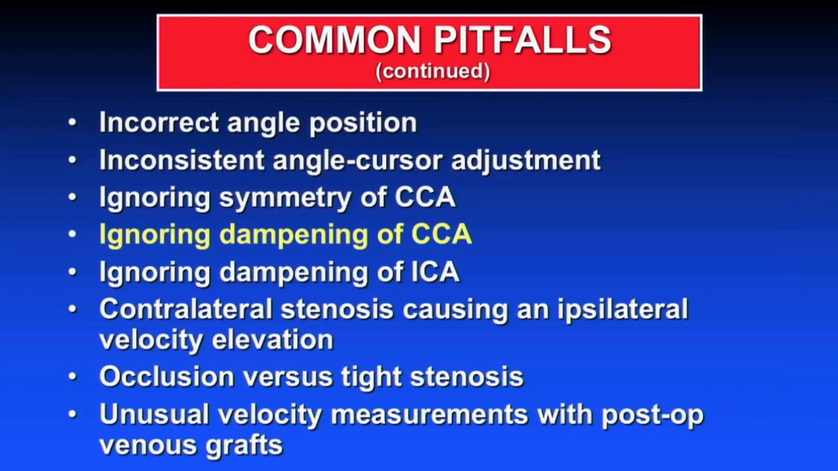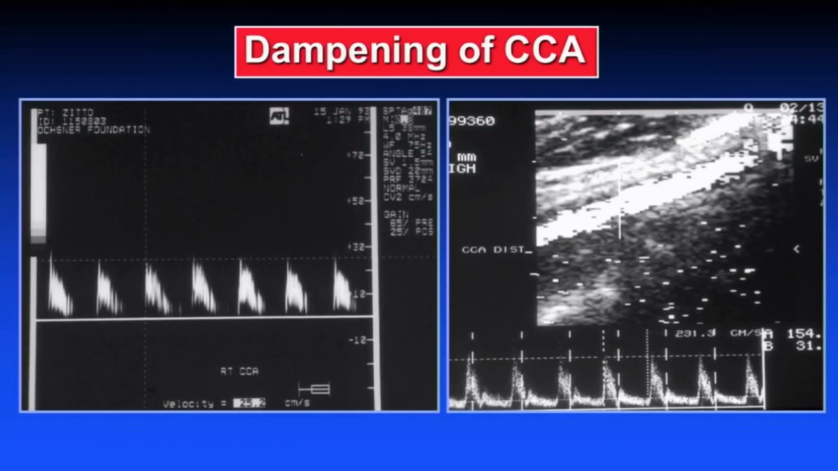What about dampening? What about looking at symmetry of vessels? This is a good example of what dampening looks like. There is no diastolic flow. We call that dampening. And luckily, we always have symmetry, although people can have bilateral abnormalities, but in this particular patient, we don't have it. We see a normal common carotid artery, which is high resistance, but does have diastolic flow. In contrast to this one, which has no diastolic flow.